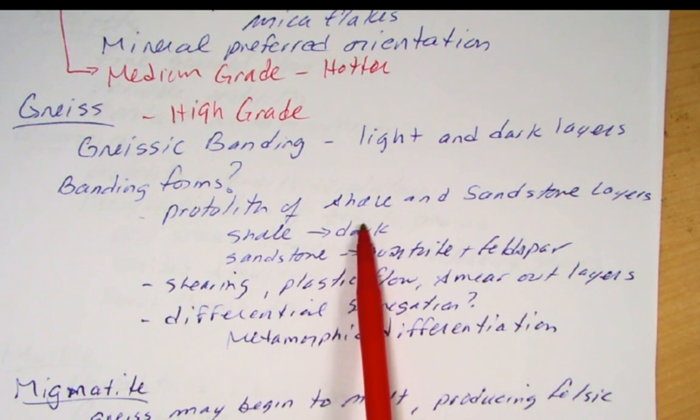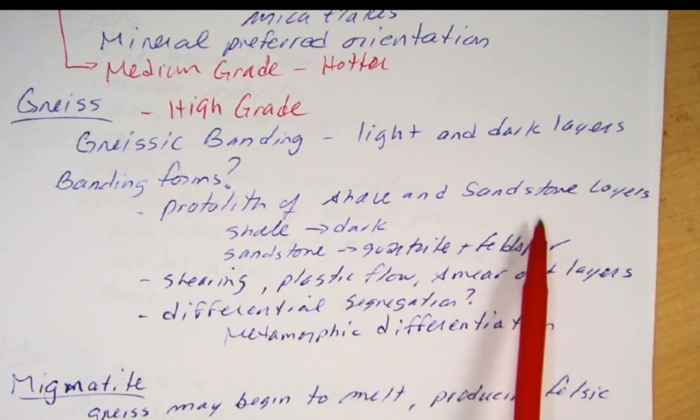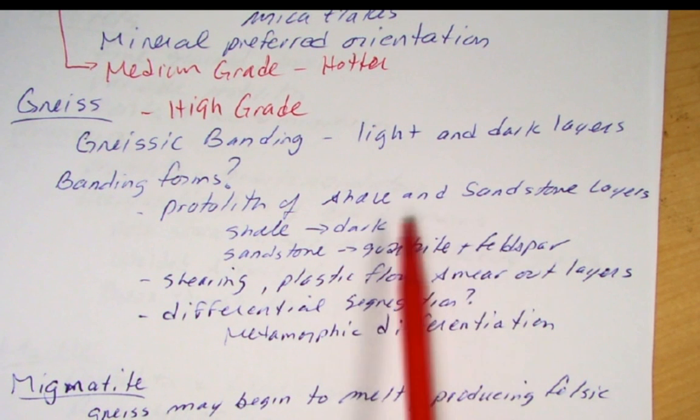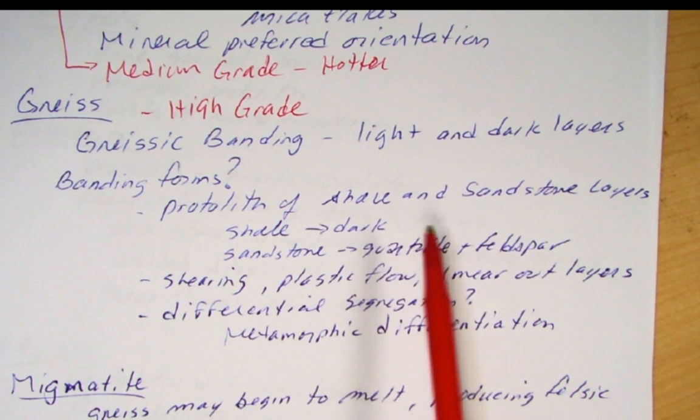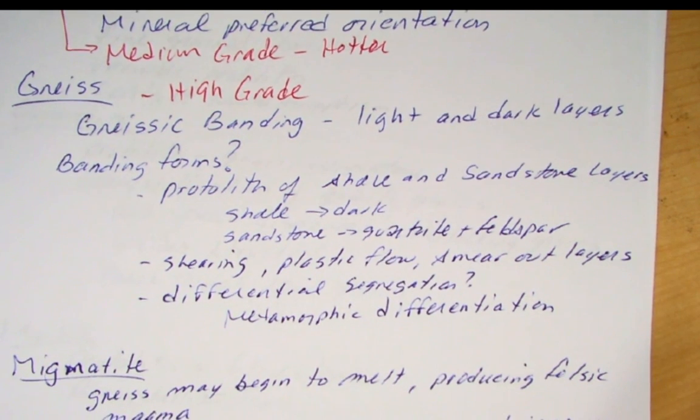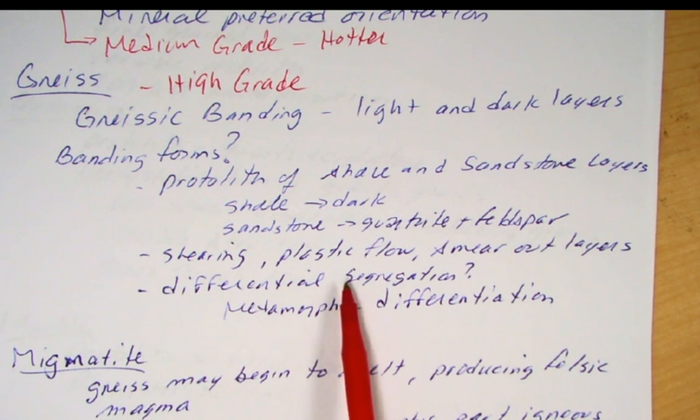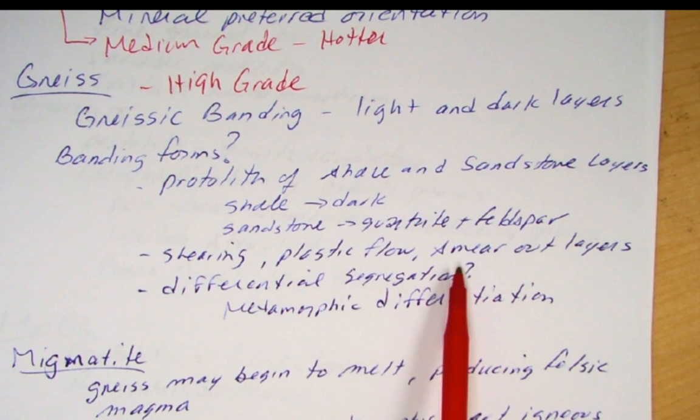Well, maybe you're metamorphosing a section of shale and sandstones. Well, the sandstone turns into quartzite. Shale turns into these schistosity layers within there. So you've got some layering going there, or maybe you can get plastic flow and shearing that smears out the layers.